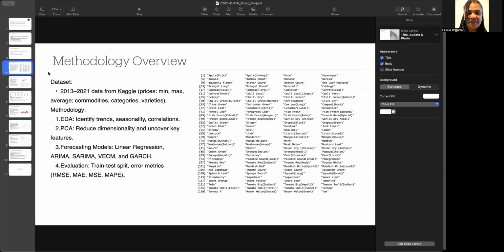Lastly, to evaluate my models, I used a train test split, which was 80/20. And then for my error metrics, I used RMSE, MAE, MSE, as well as MAPE.